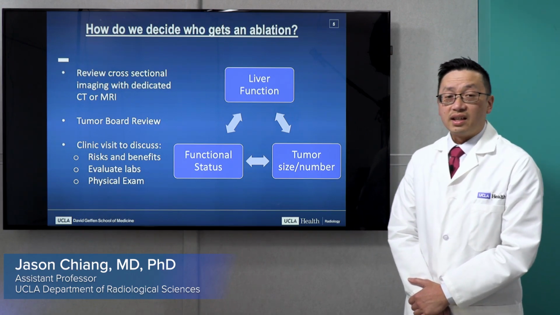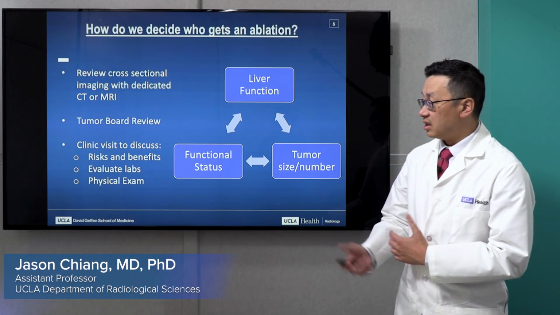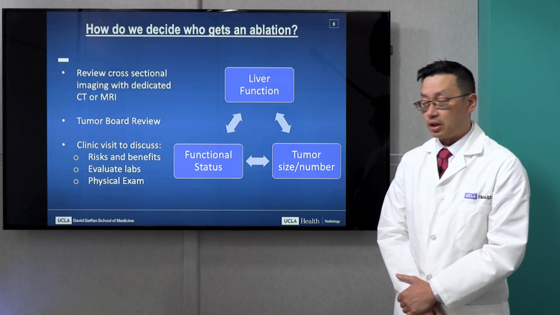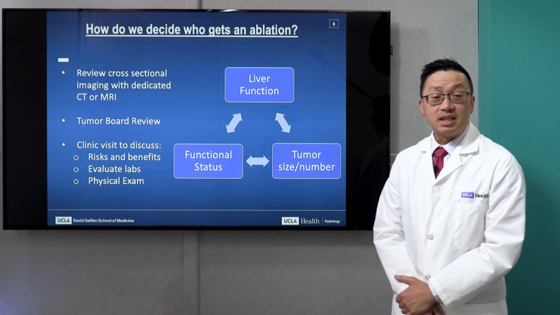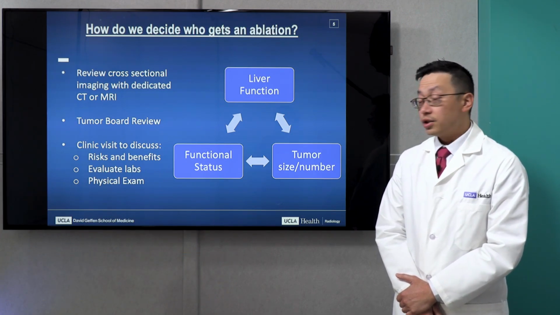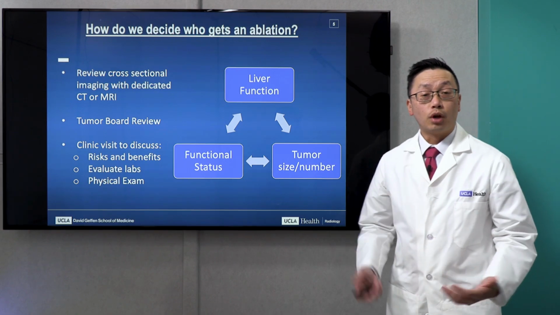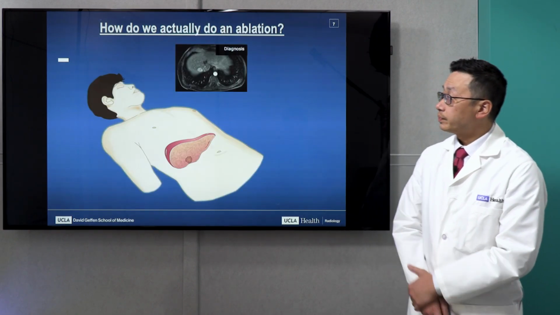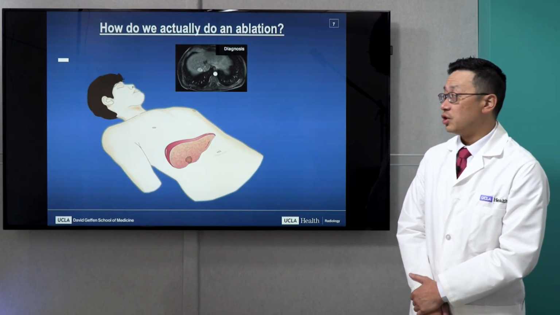A clinic visit is then arranged with myself or my colleagues to discuss the risks and benefits of ablation, evaluate the labs to see how the liver is doing, and also a physical exam to see how the patient will tolerate an ablation procedure. So how do we actually do an ablation?